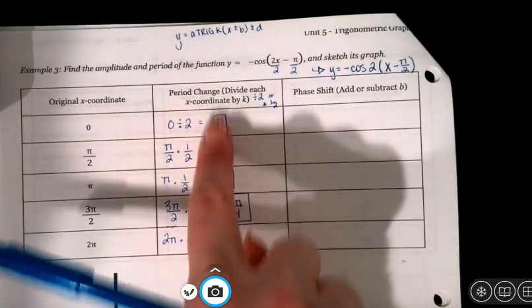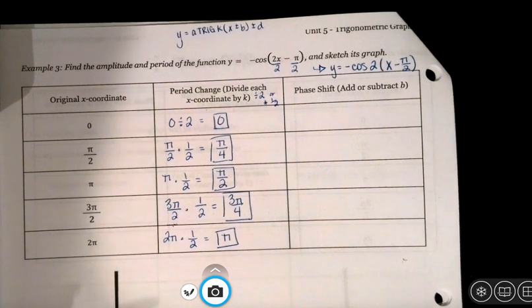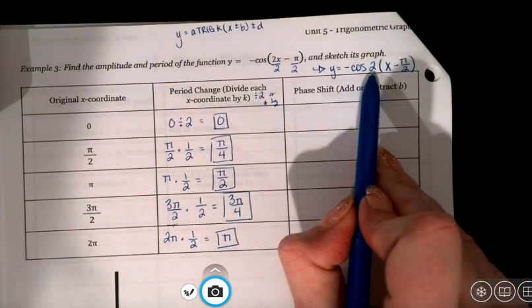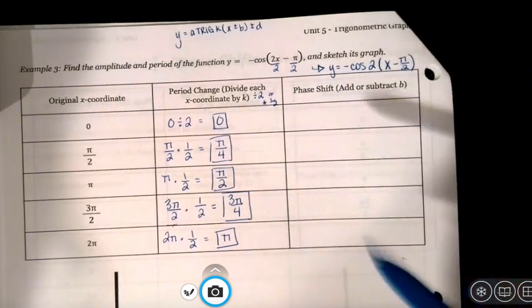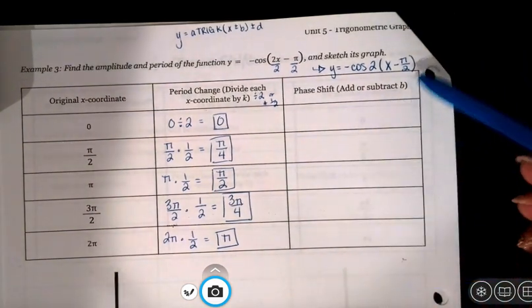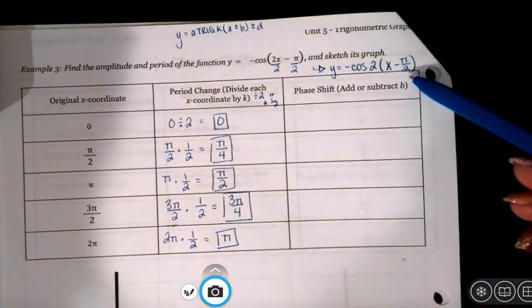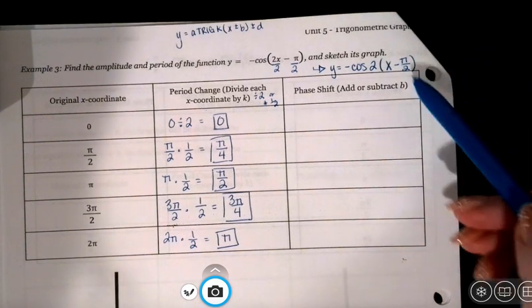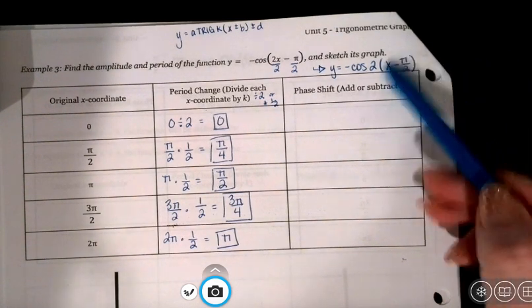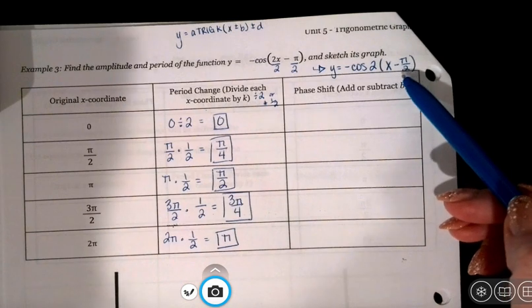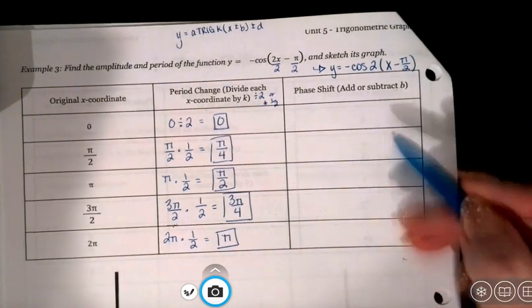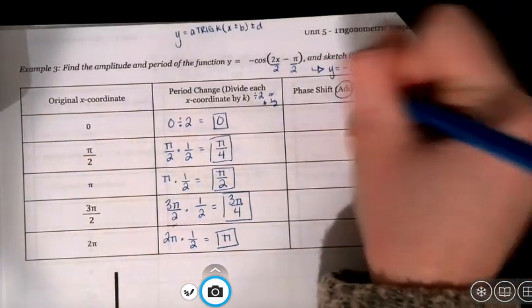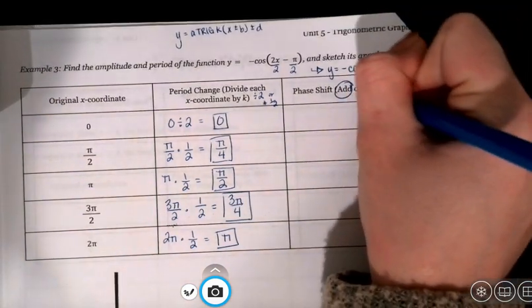So this first column is taking into account the transformation that our k is causing. Now I want to move on to my phase shift because I do have something being added or subtracted inside my parentheses. If it is being subtracted inside my parentheses, I know that's actually going to the right, which means when I do the math for it, I'm going to add my pi over 2.